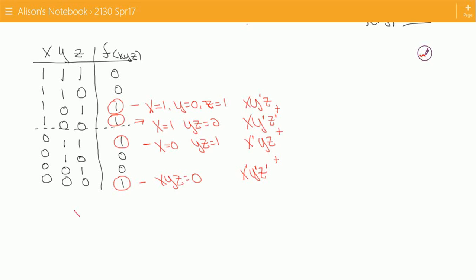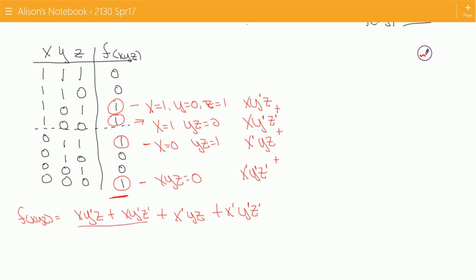The first one is x, y naught, z, and then I'm going to add to that x, y naught, z naught. Then the third one is x naught, y, z, and the last one is x naught, y naught, z naught. So this is ultimately the function f of x, y, and z that is generating this particular output column for that truth table. How about if we simplify it just a little bit?